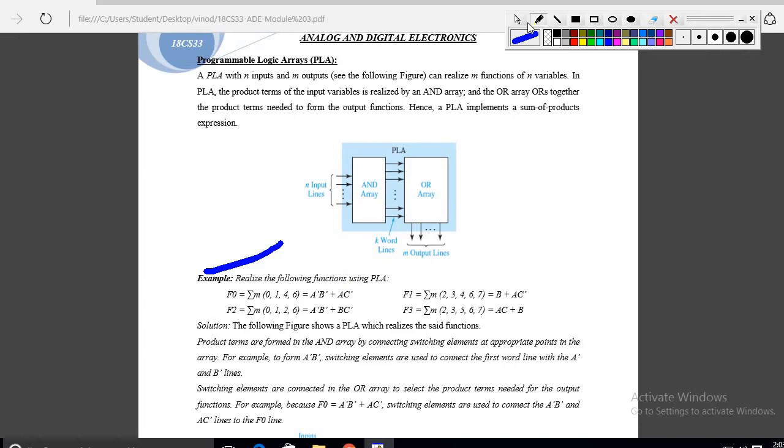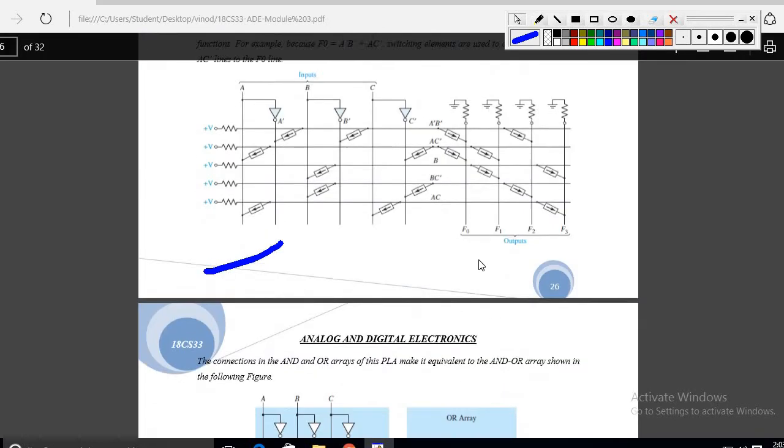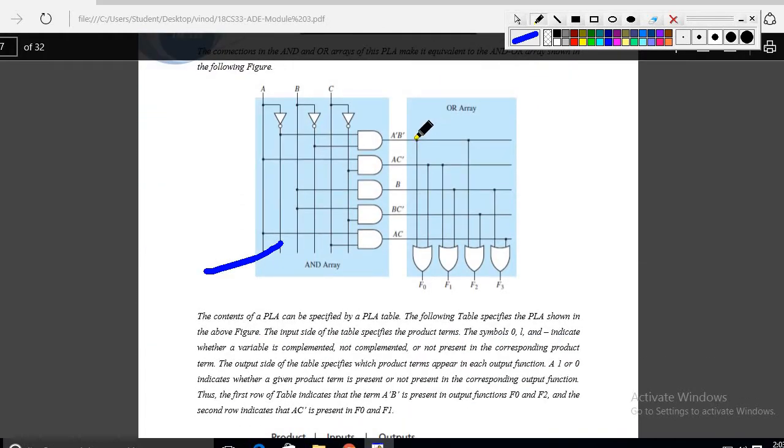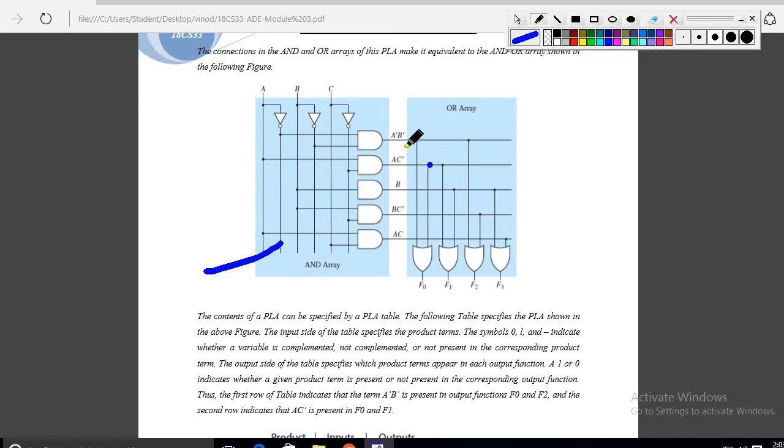A bar B bar plus AC. A bar B bar plus AC bar, right? So for that reason A bar B bar is here, AC bar is here, directly connected to the OR gate. Like that, for F1 the expression is AC bar and B. So here for F2 the expression is A bar B bar, BC bar. So just connect this one. So AC and B, like that you will get F0, F1, F2, F3.